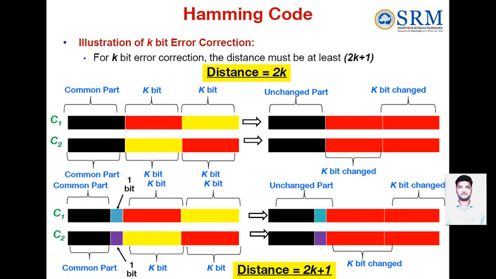We have illustrated this scenario. Let's say we have two code words, C1 and C2, drawn at the top left. The color represents the set of bits. Same color means same set of bits between these two code words. In C1 and C2, both the first parts are common, same set of bits and same number of bits. Then the next k bits between these two code words are different, as well as the next k bits are different.